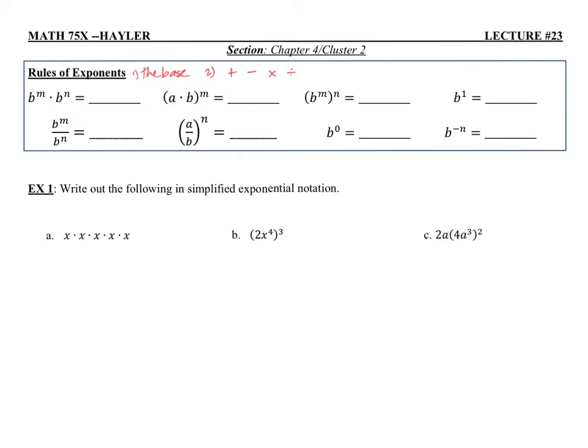We have addition, subtraction, multiplication, and division. 2 of these symbols will be what rules of exponents goes over, and 2 of them will not. So we'll figure that out at the end. We're going to make sure that we discover which one of these rules of exponents applies to. Okay, so here we go.